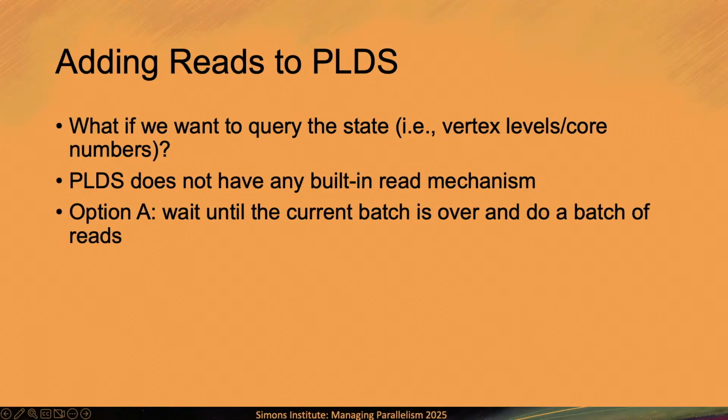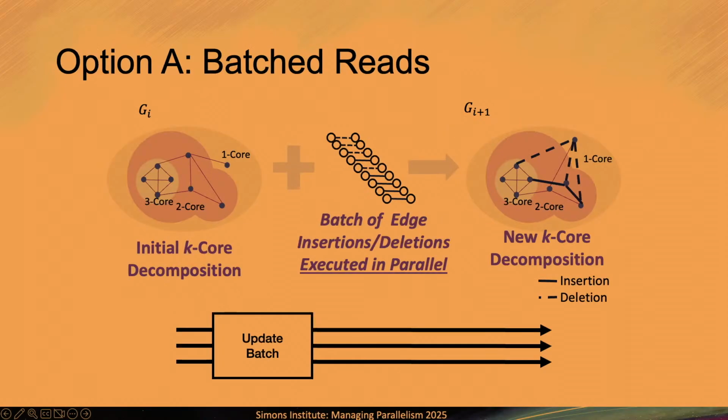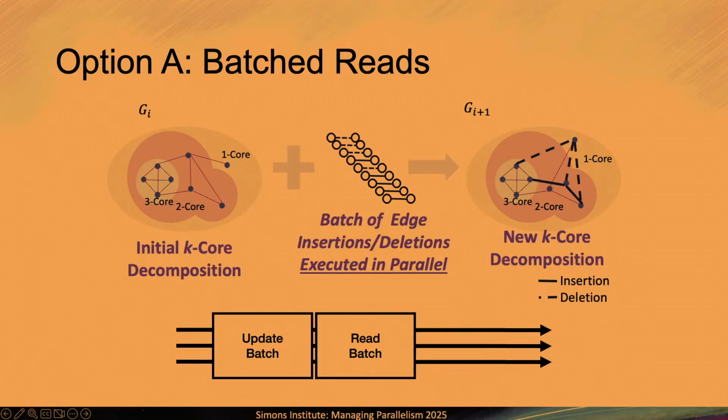So option A is, of course, you can wait until the entire batch is done, and then do a batch of reads all at the same time. So every time a read comes in, you add it to some queue, and you wait until the entire batch is done, and then you perform all the reads in your queue. Okay, so what it will look like is this. You have an update batch, and then you have a read batch, and then you have an update batch.